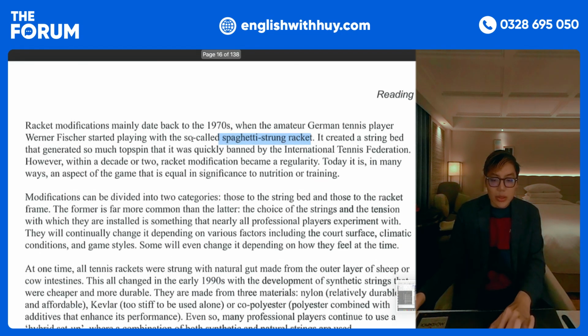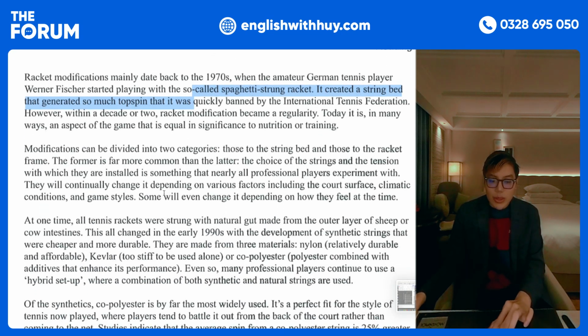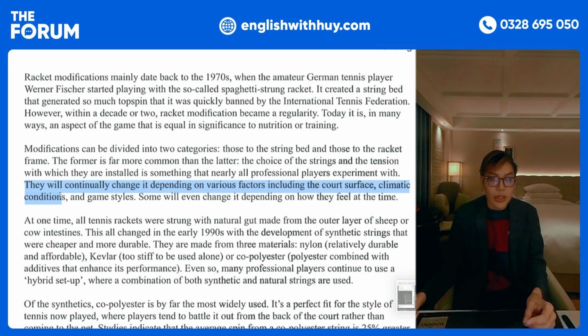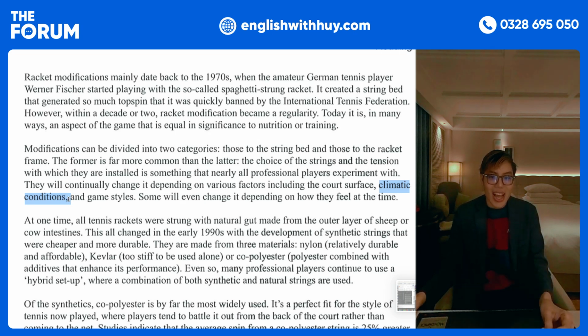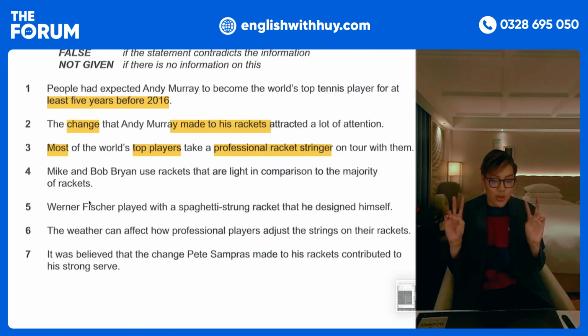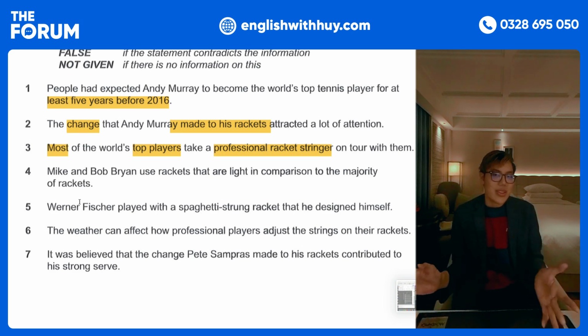So when you take a look here, you want to move down just a little bit, and you can see this one. They will continually change it depending on various factors, including the court surface. Wow, here. So it does actually have an influence on the way professional players adjust their strings. So the eventual answer would be true. And this is also the first true in the entire questions. So do you see that they don't actually want to put out a lot of true? True is very easy to choose.